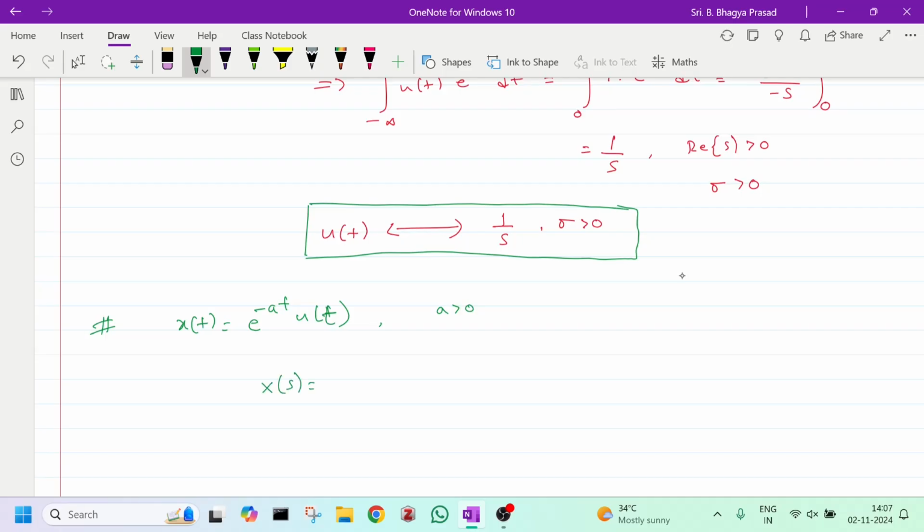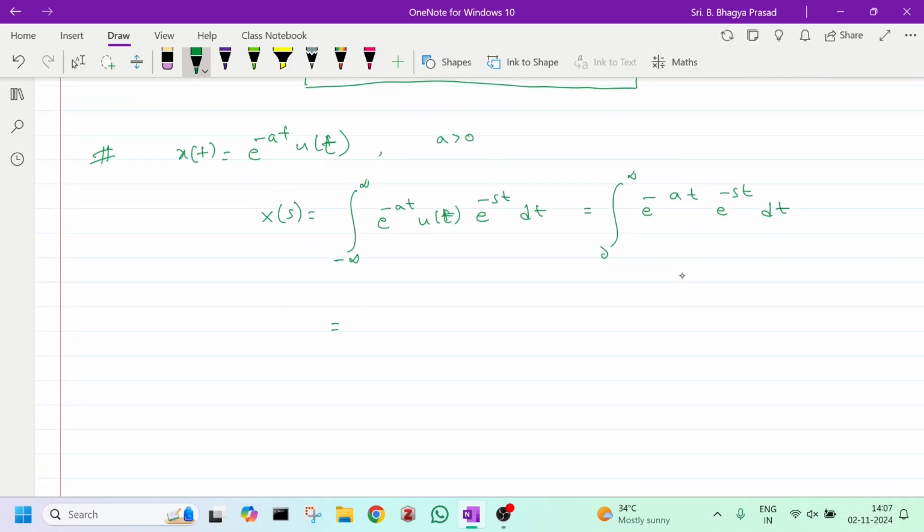Let us solve that. X of s is the integral from minus infinity to infinity of x of t, which is e power minus at u of t, times e power minus st dt. So this is 0 to infinity, because of u of t, e power minus at e power minus st dt. Let us rewrite this as the integral from 0 to infinity of e power minus (s plus a) into t dt.